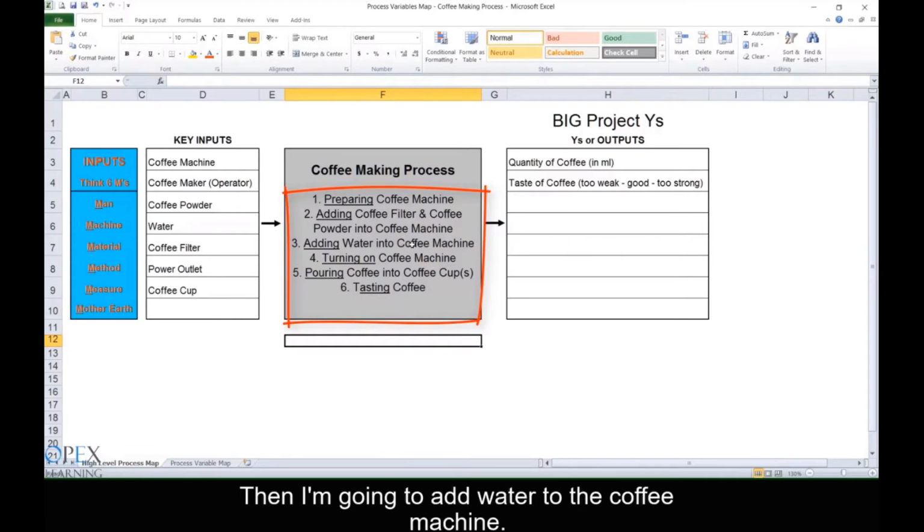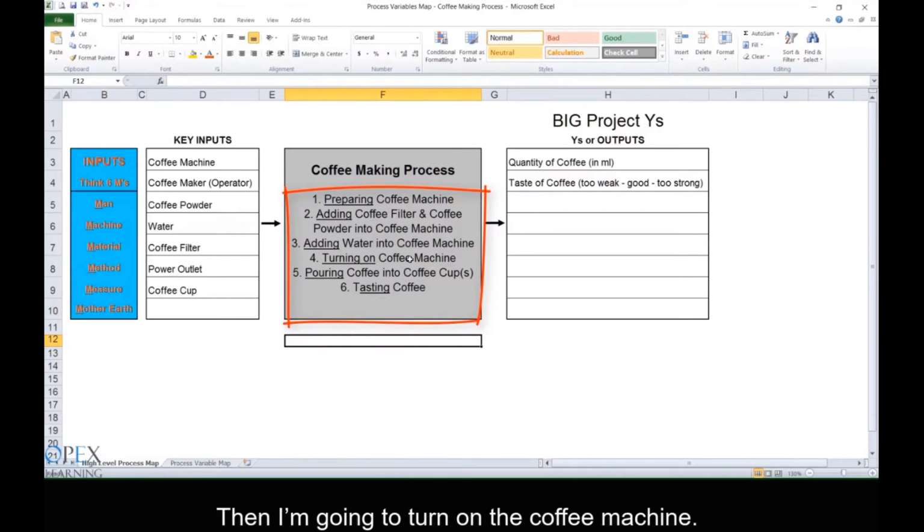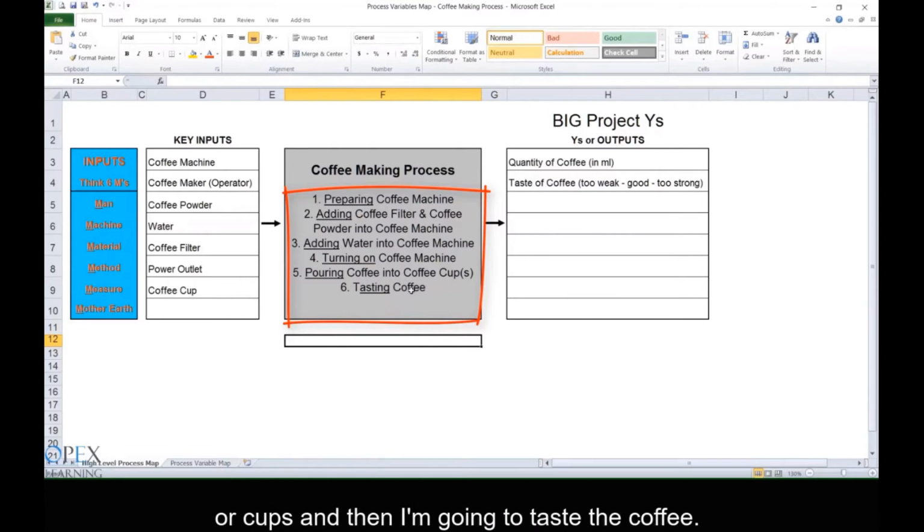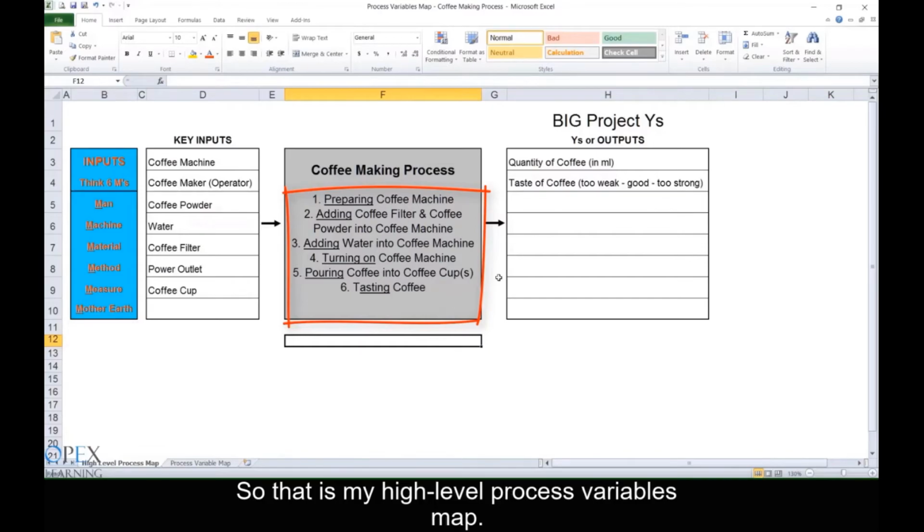Then I'm going to add water to the coffee machine. Then I'm going to turn on the coffee machine. Then I'm going to wait, and when it's done, I'm going to pour coffee into my coffee cup or cups, and then I'm going to taste the coffee. Yeah. So that is my high-level process variables map.